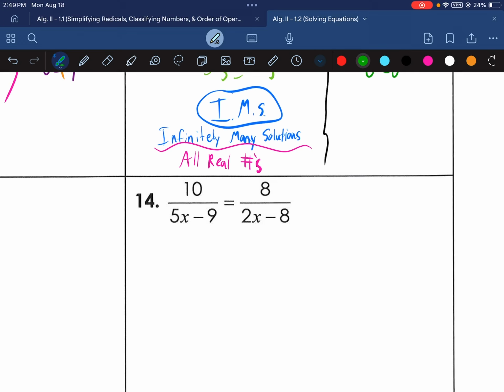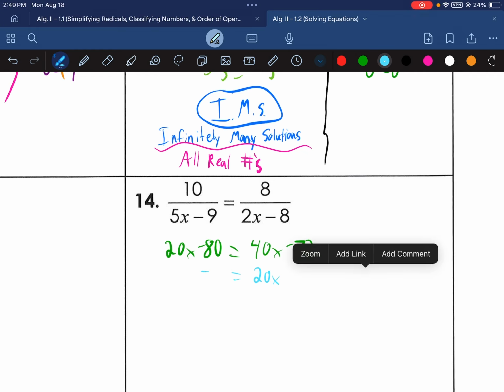Number 14, because again we have two fractions equal to each other, a proportion will multiply diagonally, or cross multiply. So 10 times 2x minus 8 would be 20x minus 80. 8 times 5x minus 9 would be 40x minus 72. Notice we distributed 8 to the 5x minus 9 and 10 to 2x minus 8. Now as I subtract 20x on both sides, I get 20x on the right-hand side. If I add 72 to both sides, I get negative 8.